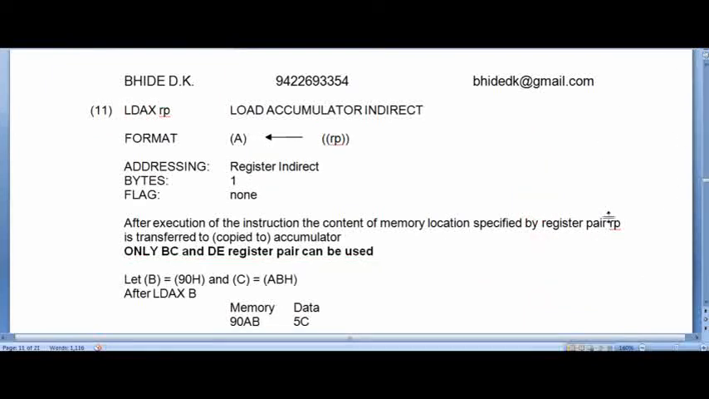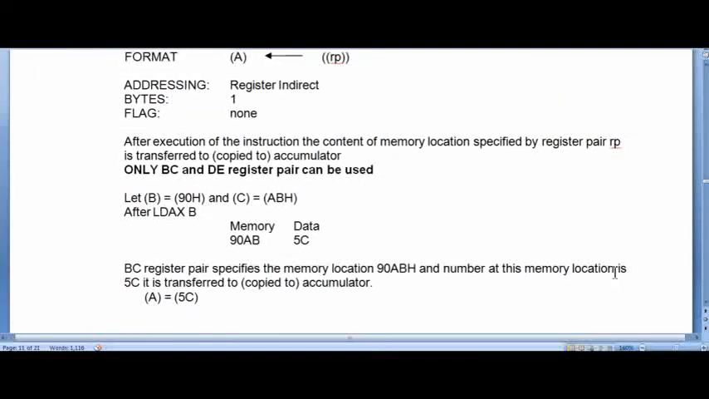Here, let us go for a specific example. The instruction is LDAX B. That means the BC register pair gives the memory. Whatever is present in that memory, you have to bring to the accumulator. Here B equals 90 and C equals AB. The BC register pair gives the memory. That means which memory is to be selected? Memory location 90AB is to be selected. From that memory, whatever number is present there is brought and transferred to the accumulator.